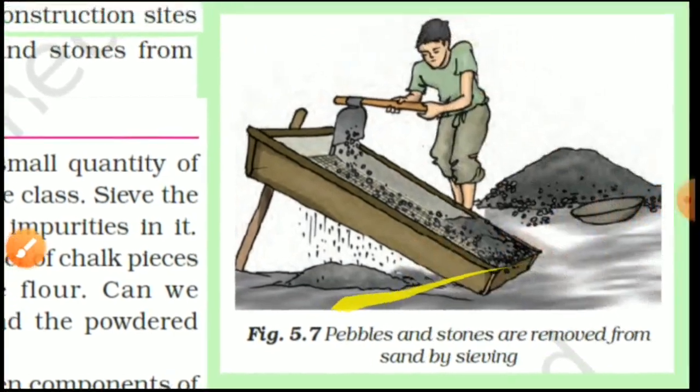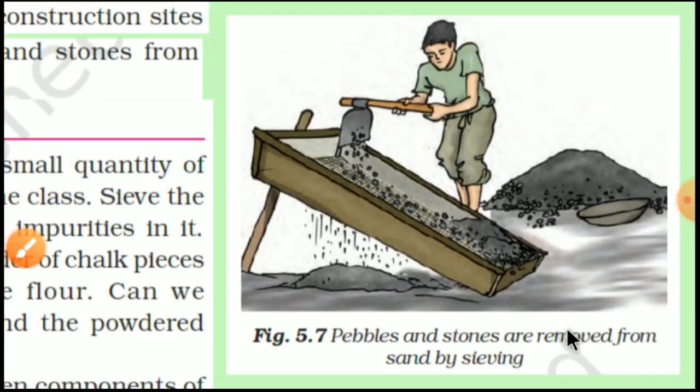Here you can see there is a figure 5.7. Pebbles and stones are removed from sand by sieving. See here, this much bigger sieve is there, and with the process of sieving it is possible to remove pebbles and stones which are of bigger size than the sand, and hence they are removed from sand by sieving.